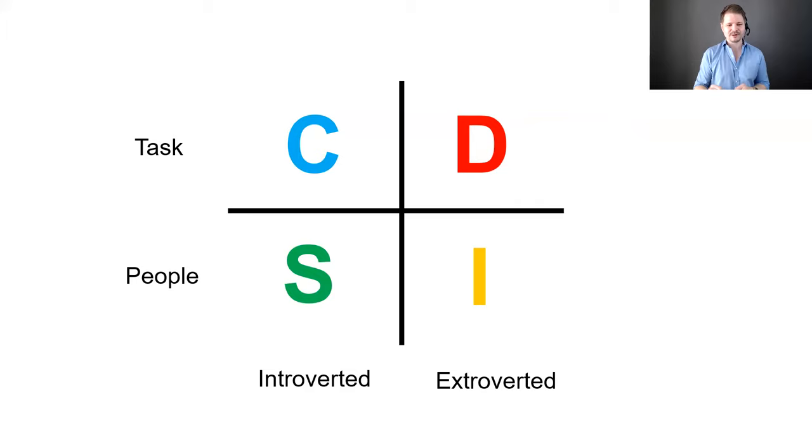S-type, introverted, people-oriented. Again, the inner circle, remember? The inner circle. C-type, introverted, task-oriented. What's the task for them? Yes, lots of details. Lots of details. Introverted. The brain keeps spinning. Keeps spinning. Never stops. Think about strategizing, solutions, etc. Yeah, they're very, very good at that. So which one is your type?